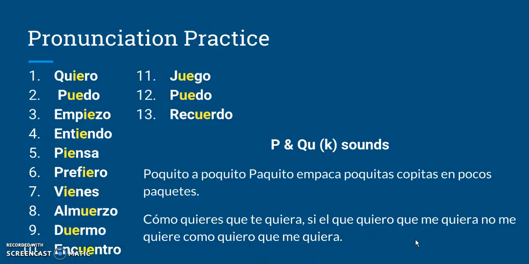Okay? So you can try to read them slowly or try to go for it and stumble. It's fine. But again, the Q and the U are always going to make K sound in Spanish. They never sound like qua.